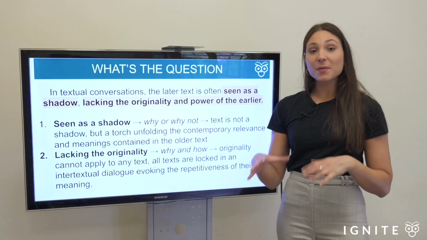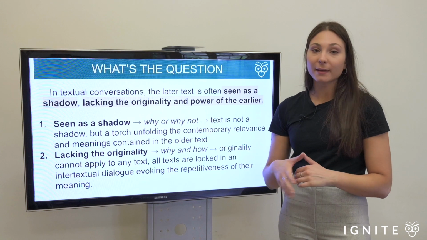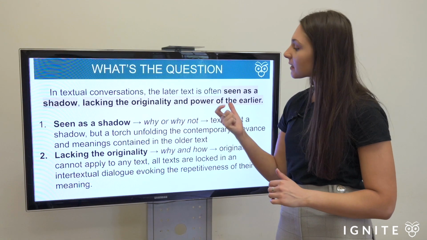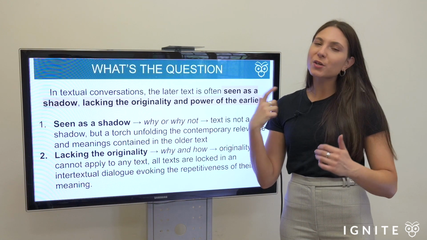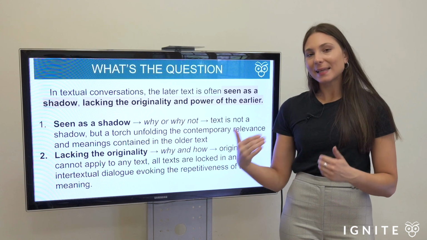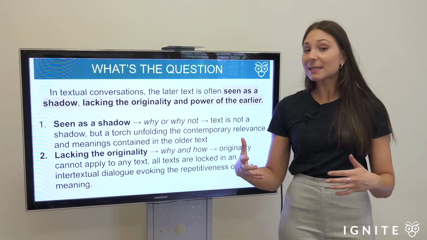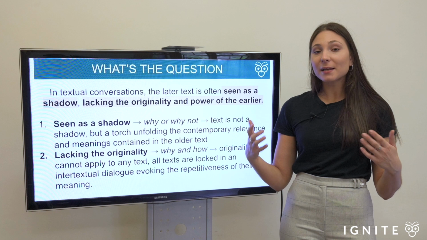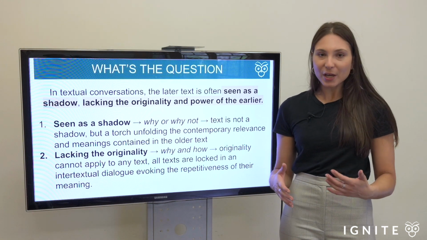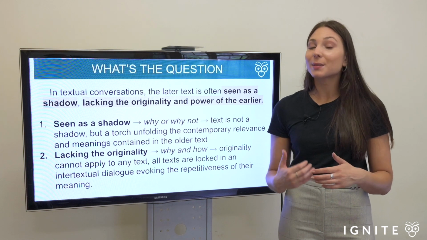Okay, now let's apply the micro questions to unpack the key terms in this question. So the first key phrase, seen as a shadow. I would ask myself, why or why not is the later text seen as a shadow? And when we think about it, the authorial intent behind Dalloway's text, or any text in the pair, is to provide a new way of understanding the original text, right? It's not a shadow in that regard, and originality is not its aim.